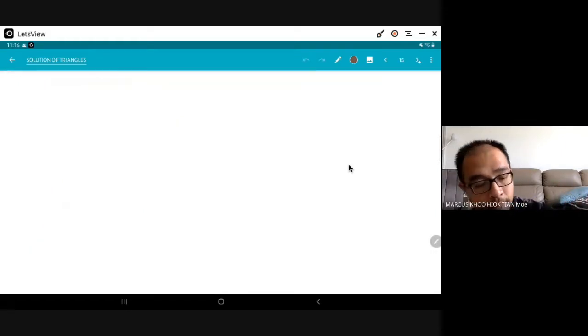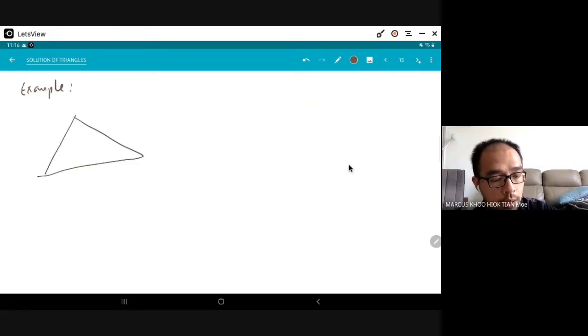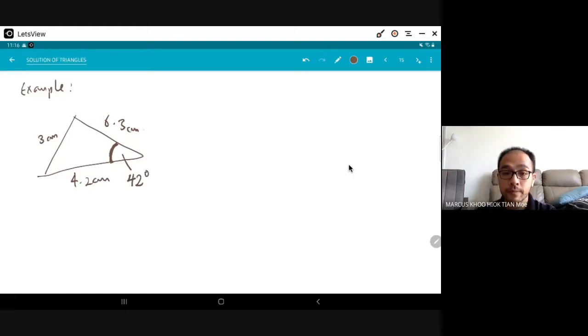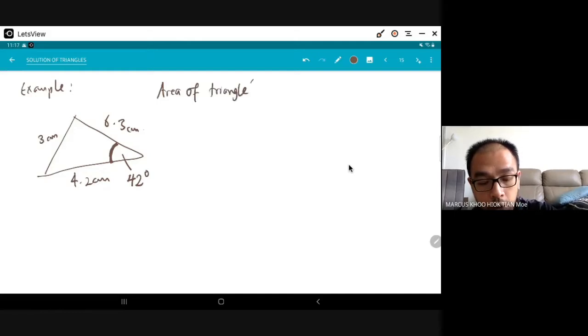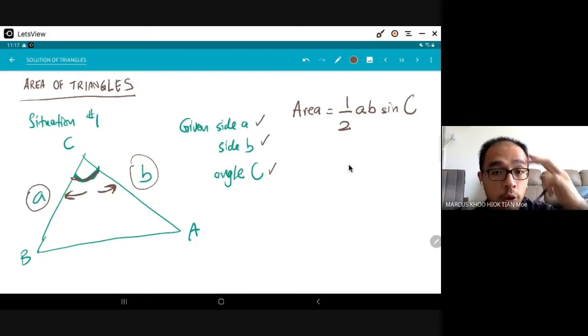Let me give you a very simple example. Let's say this side is 3 cm, this is 4.2 cm, and this is 6.3 cm. And I give you this angle, let's say it is 42 degrees. I ask you to find the area of the triangle. Take a look back: you must have two sides and the angle must be between the two sides. It cannot be the one that is not connected.